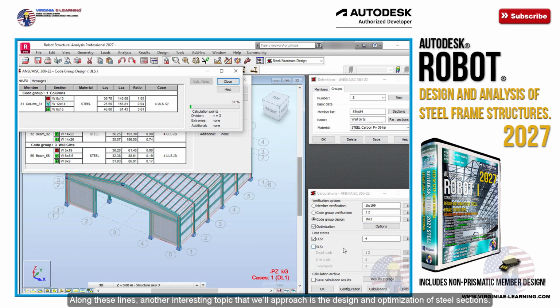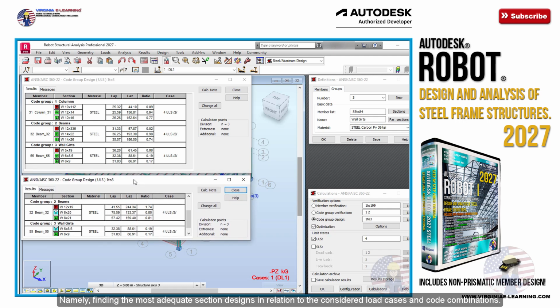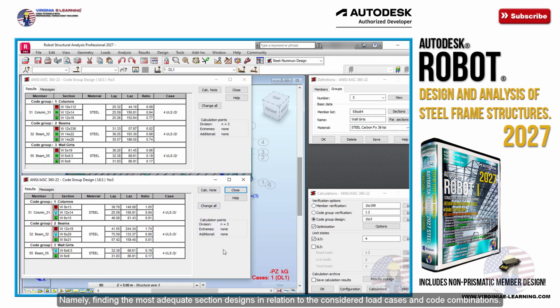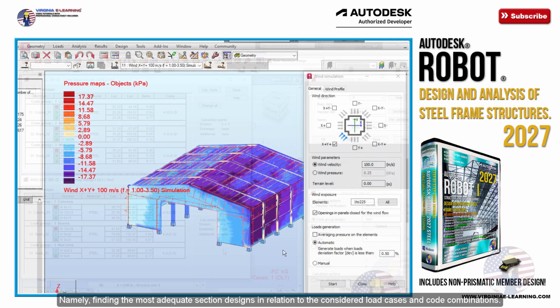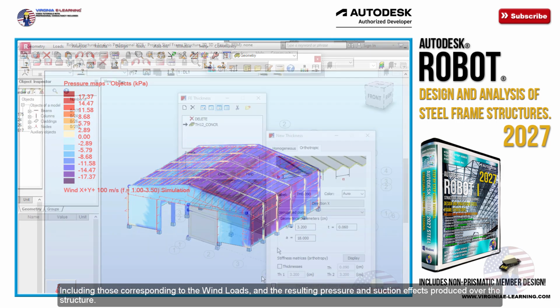Along these lines, another interesting topic that we'll approach is the design and optimization of steel sections. Namely, finding the most adequate section designs in relation to the considered load cases and code combinations, including those corresponding to the wind loads and the resulting pressure and suction effects produced over the structure.